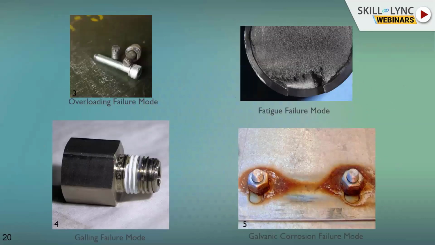Some images I have shown you. In the overloading failure mode, the bolt has completely failed and been cut in half. The next one is fatigue failure, where this is how the cross section of the bolt will look, because the repeated heating and cooling of a steel connection can trigger this kind of bolt failure. Next is the galling failure mode. Galling failure means the thread of the bolt gets damaged, and there will not be any thread at all. The thread will go out. That's called the galling failure mode.